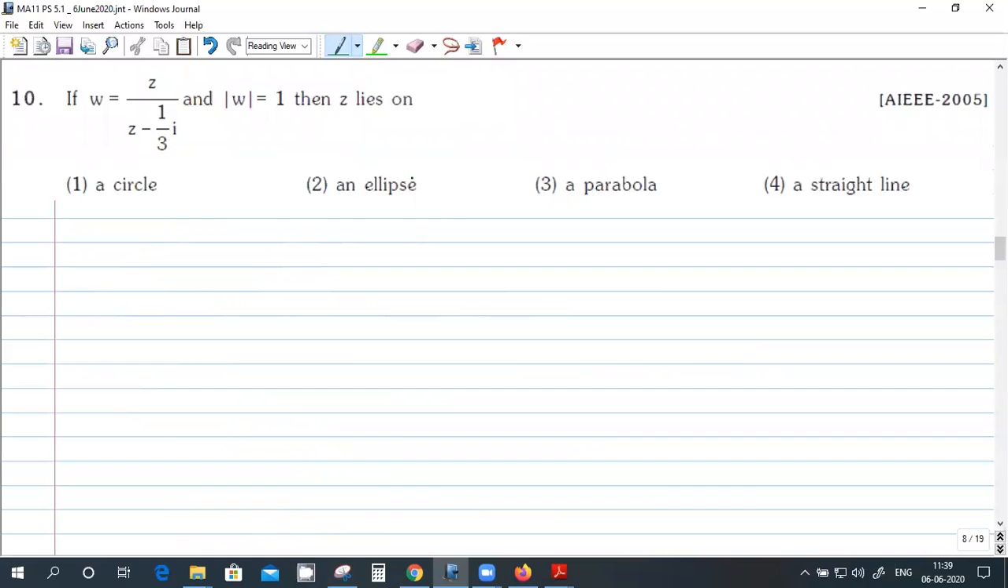Got it? No, sir. See, mod of W is given as 1, right? So you can take mod on both the sides of this one. So that will give mod of Z equal to mod of Z minus i by 3. It's very trivial, I think. And then put Z equal to X plus iY.